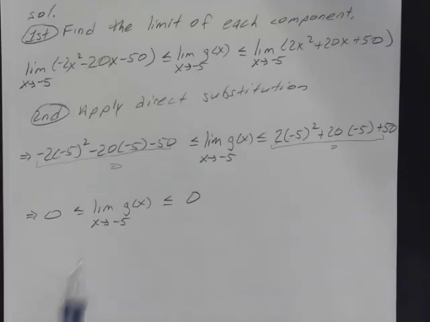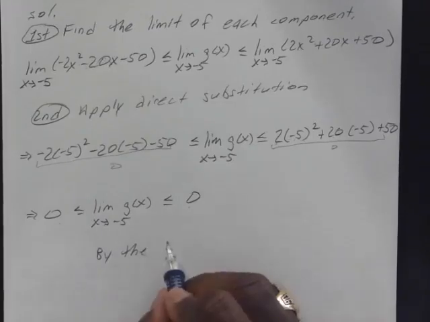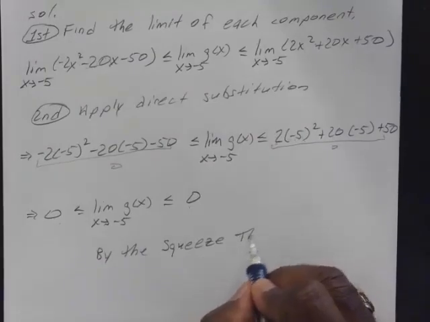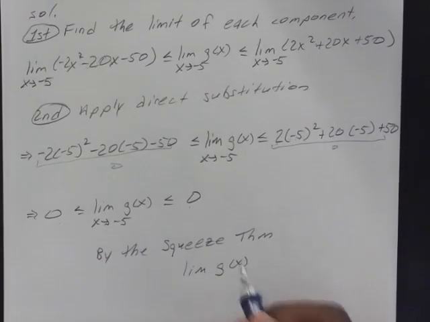Okay. So if the limit below g of x is 0 and the limit above g of x is 0, we know that by the squeeze theorem, the limit of g of x as x approaches -5 is also 0.